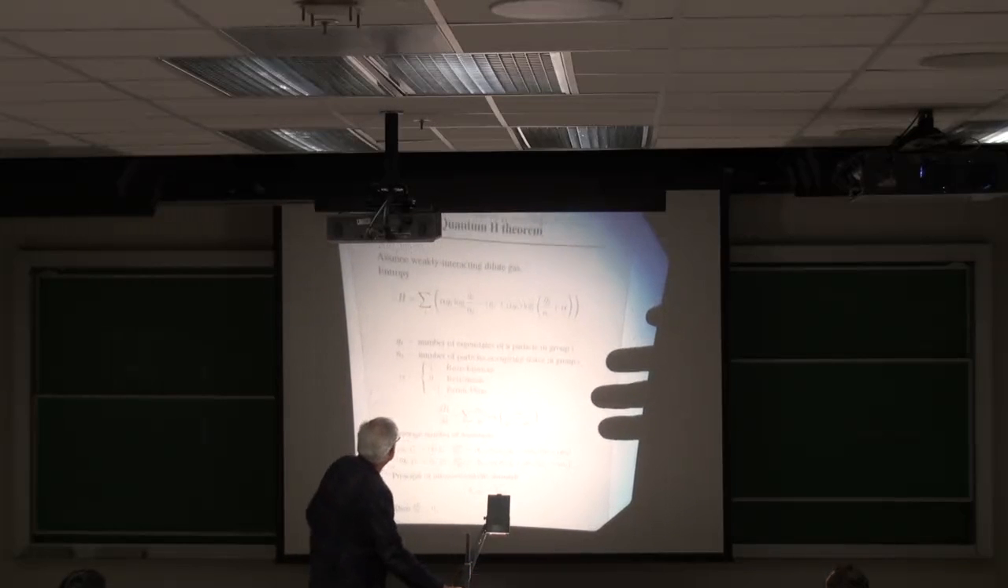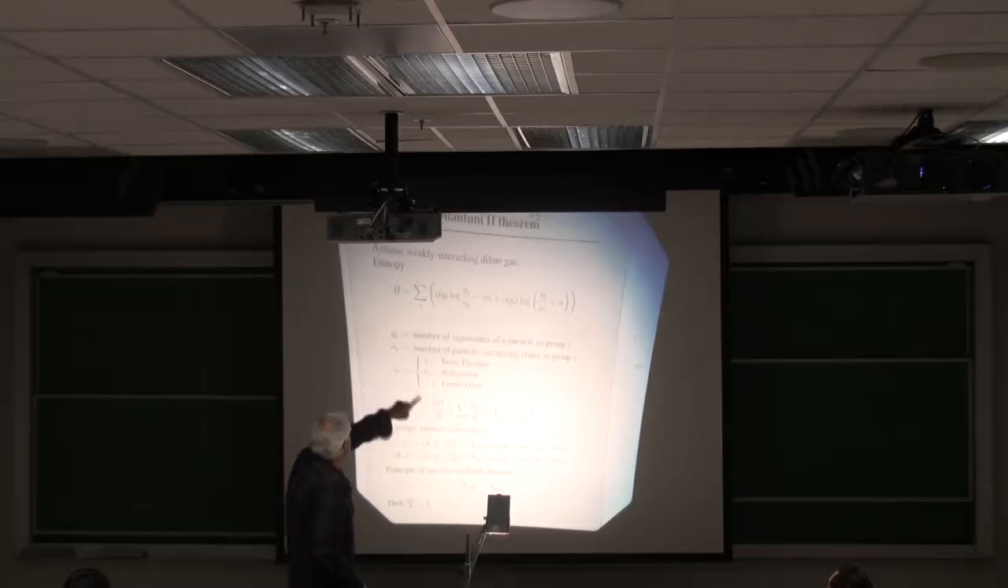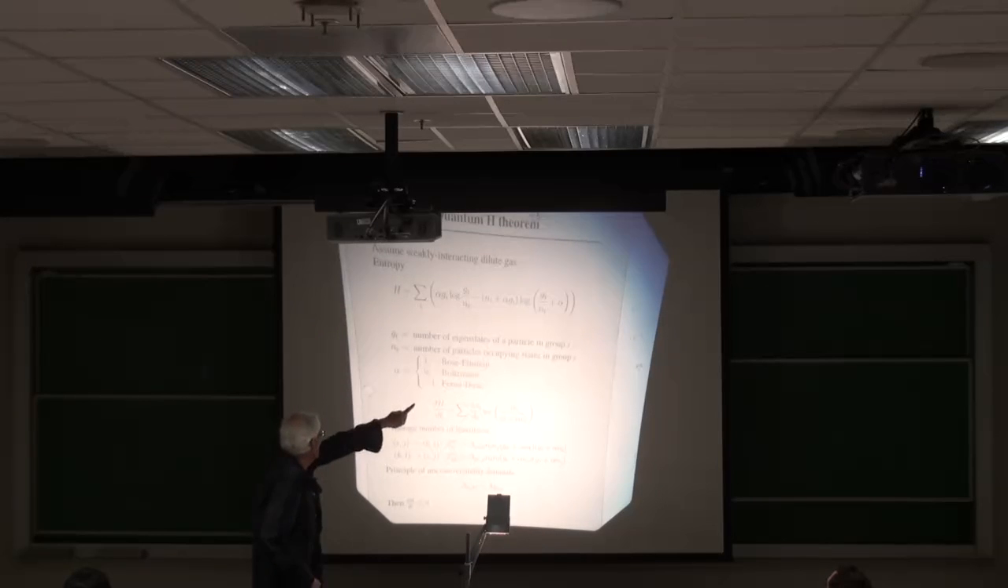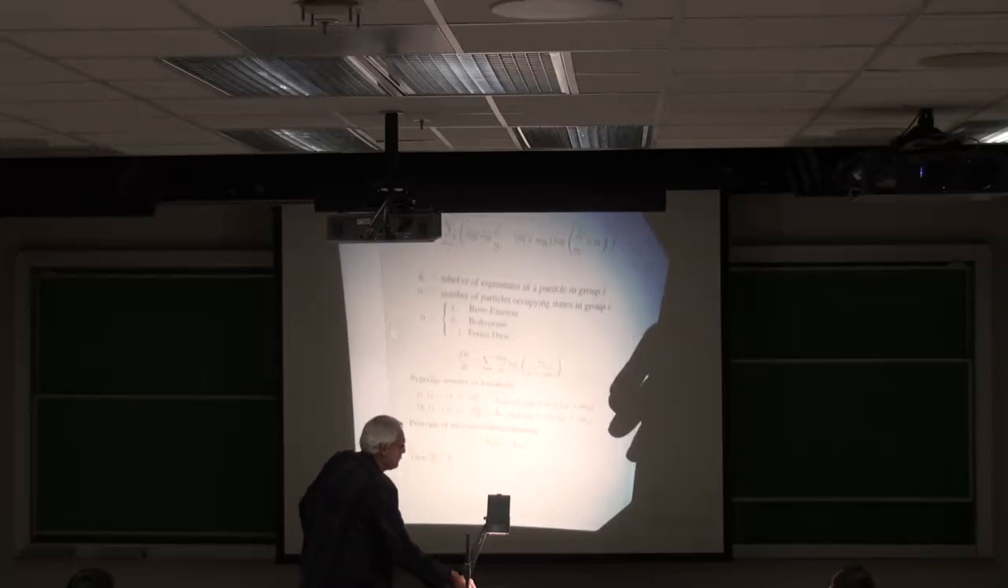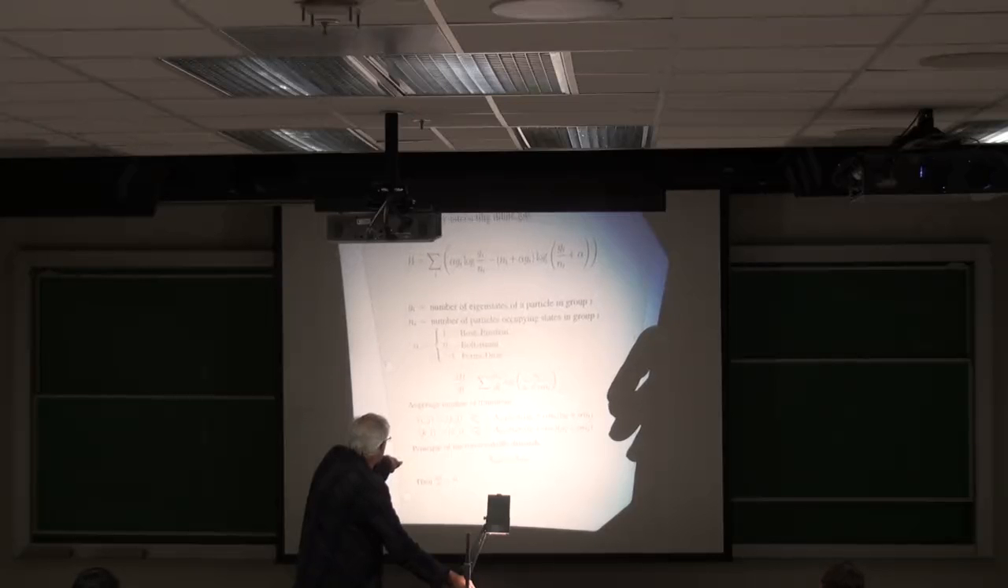By the way, there's a quantum version of this, which I won't go through. Weakly interacting dilute gas, the entropy is that. Eigenstates, Boltzmann, Fermi-Dirac, average number of transitions. This is looking familiar there. Principle of micro reversibility at the bottom. Familiar. And that allows you to show that the entropy increases.